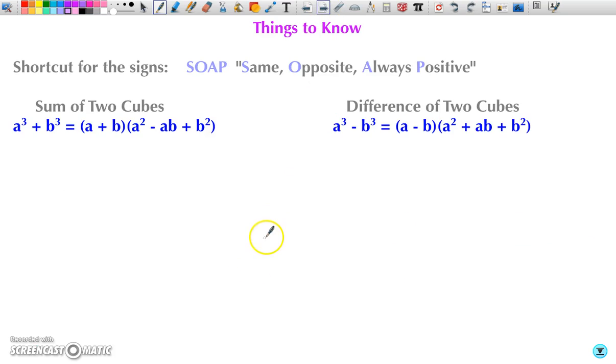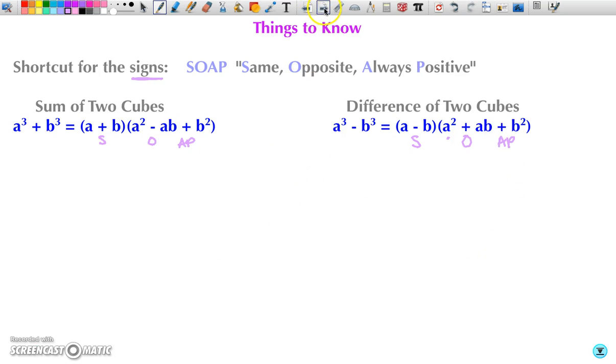Okay, so now we're going to deal with cubes, so a cubed problem. First thing is to memorize the word SOAP, and SOAP meaning same, opposite, always, positive. And so the way that those apply is you're looking at the signs. So if your original problem is two cubes being added together, the first sign is the same as this sign here, the second one is opposite, and the third one will always be positive. So if you're doing a difference of a cube minus another cube, this is the same as your sign here. This one is opposite, and this one is always positive.